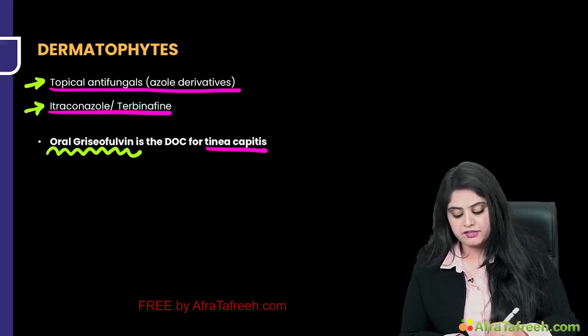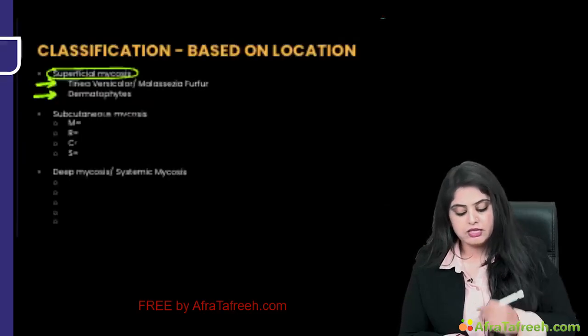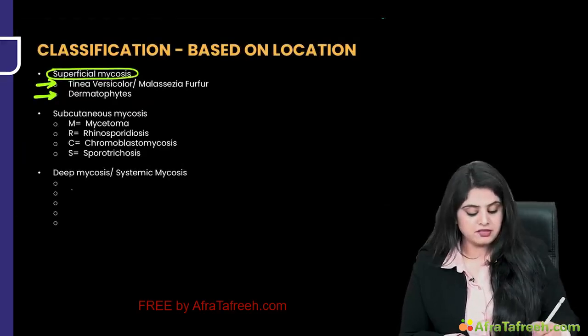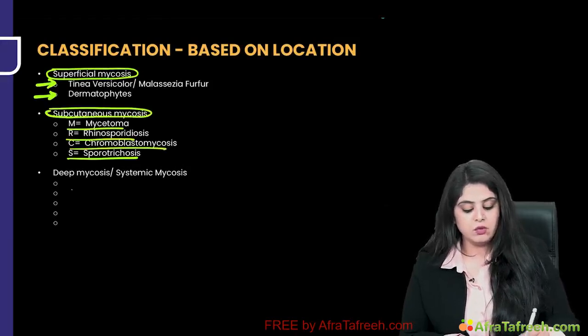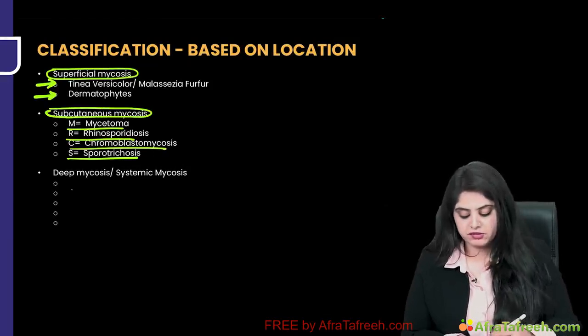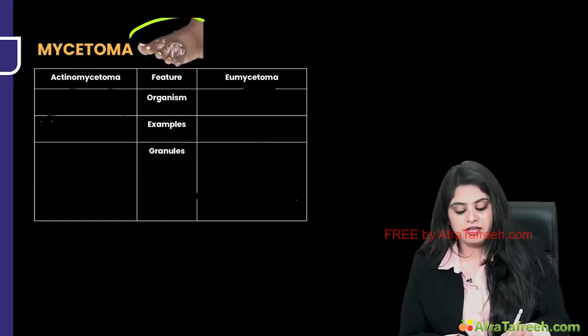Now we've done the superficial ones. What are we going on to next, guys? We go on to the subcutaneous ones. What are the subcutaneous ones? MRCS. Subcutaneous includes MRCS: mycetoma, rhinosporidiosis, chromoblastomycosis and sporotrichosis. The first one that we start off with is going to be mycetoma. You know this very, very famous foot.